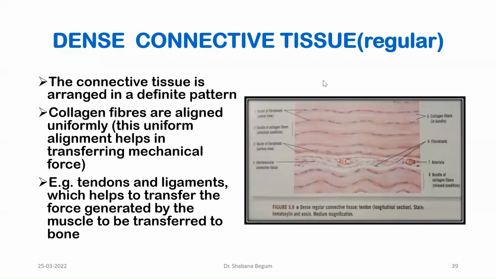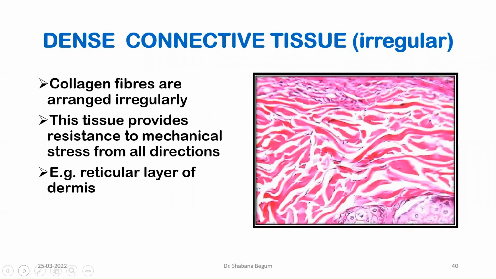Regular dense connective tissue is found in tendons and ligaments. Here the collagen fibers are aligned uniformly, and this uniform alignment helps to transfer the mechanical force from the muscles to the bones. Irregular dense connective tissue is where the collagen fibers are arranged irregularly. It is present in the dermis of the skin, and here it provides resistance to mechanical stress from all directions. That is, the skin is able to withstand the stress or the mechanical force from all directions.